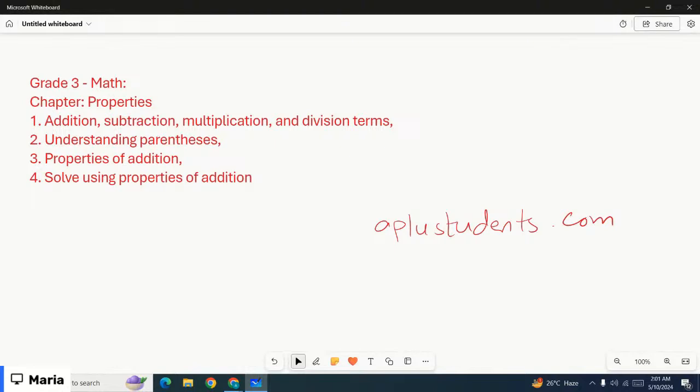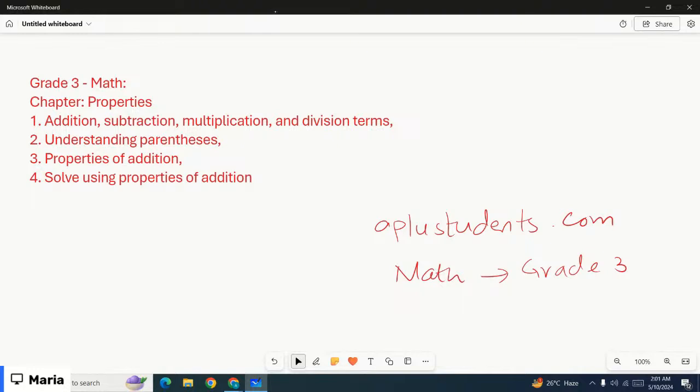You have to log in there using your email address and password as provided by the administrator. Then you have to select math from the subject tab. Scroll down to grade 3 and then click on view all lessons. So there you can find the list of the chapters.